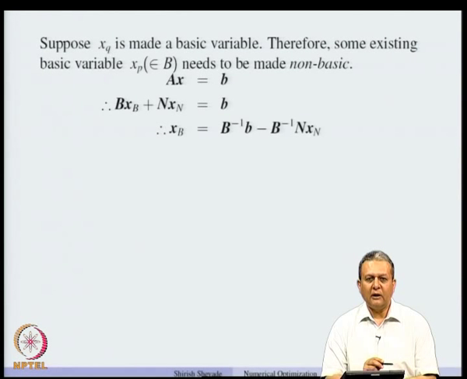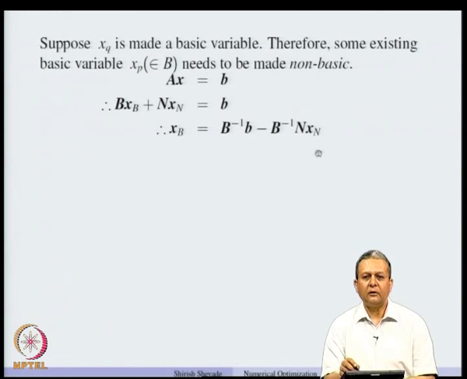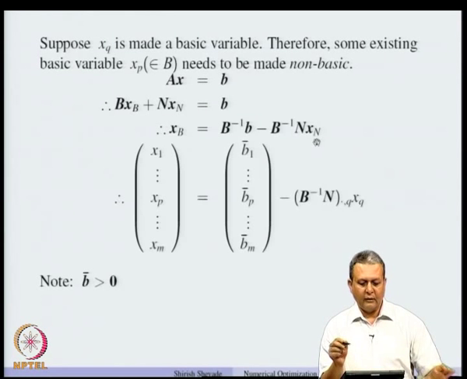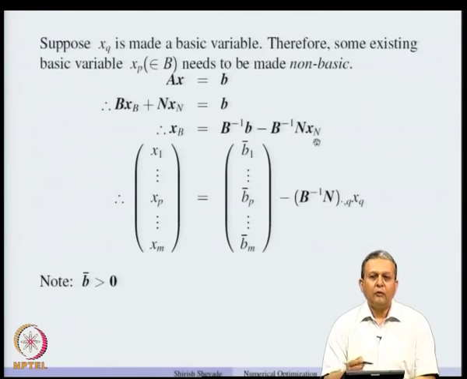So, xq is currently non-basic. So, we are interested in the qth column of this B inverse N matrix. So, we can write xb as B inverse b minus B inverse N, the qth column of B inverse N, xn, which is given here.